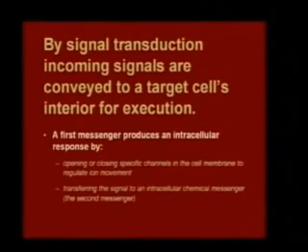This gets a little hairy, so try to stay with me here. A first messenger, pretty basic. A first messenger produces an intracellular response by opening or closing specific channels in the membrane to regulate ion movement. Easy enough. If some chemical floats in to the surface of this cell and knocks on the door, immediately that door opens and it comes in. It's that simple. That would be a first messenger.